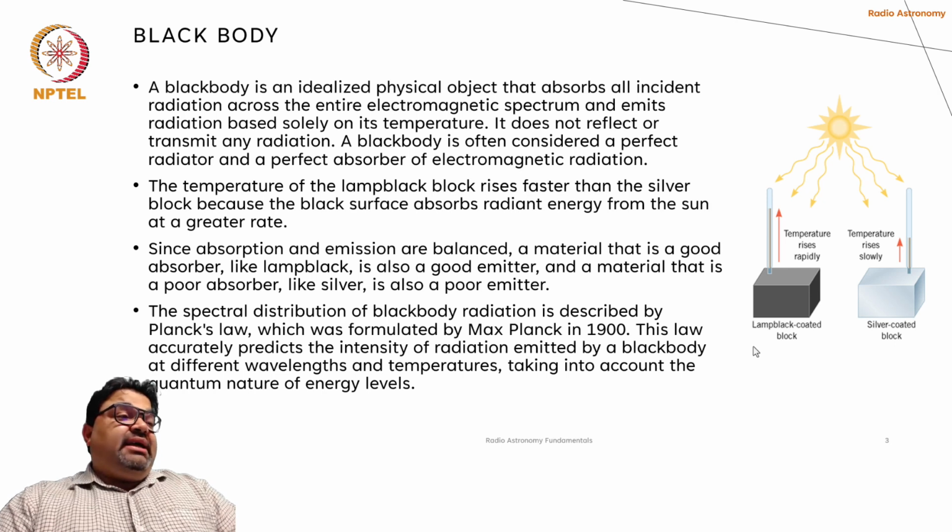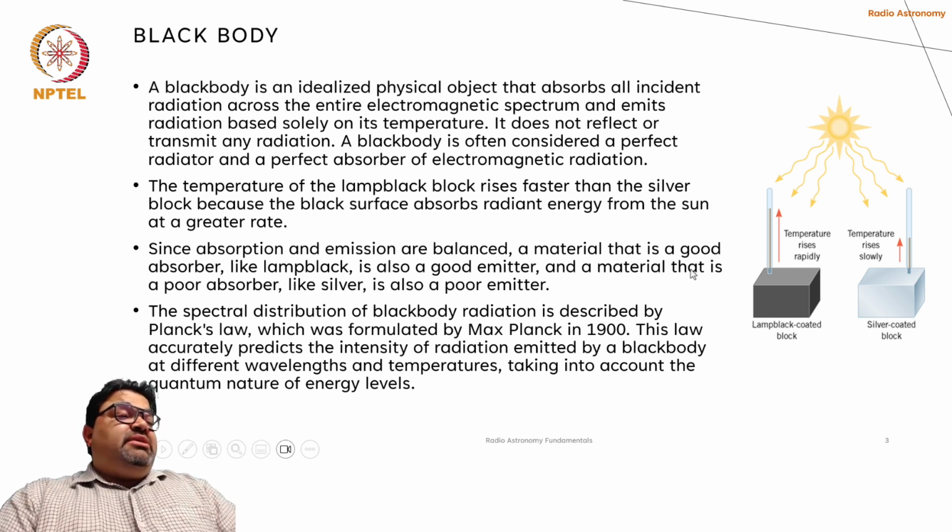The temperature of the black block rises faster than the silver block because the black surface absorbs radiant energy from the sun at a greater rate. So if you have seen these two examples of a silver coated body and a lamp black coated body, the temperature rises faster because it absorbs most, if not all, of the incident solar radiation, than the silver coated one, which reflects a significant amount. So the temperature doesn't rise as significantly as the black body. This is just a close example to show you what black body means.